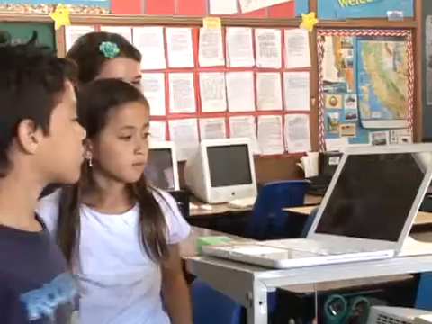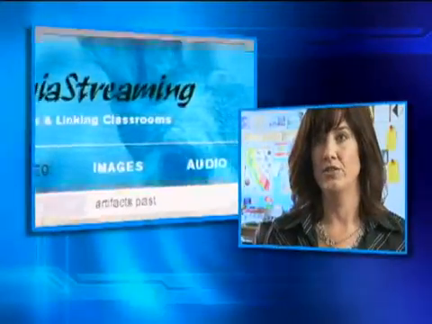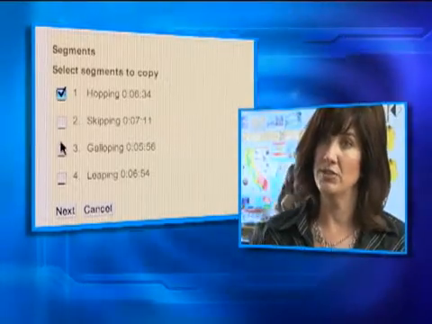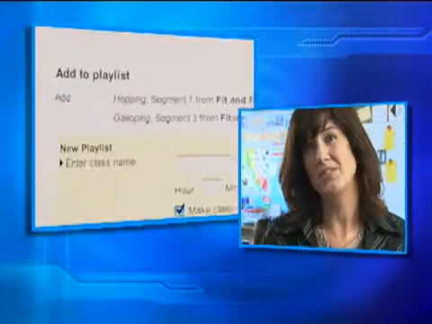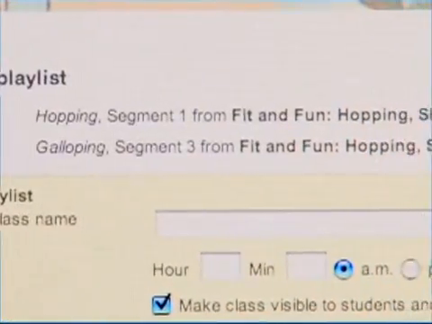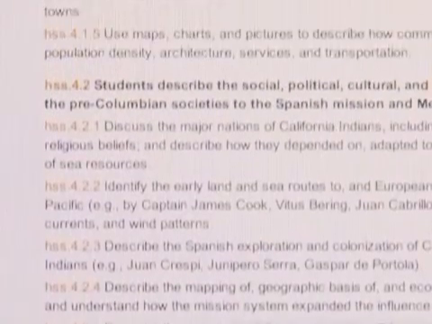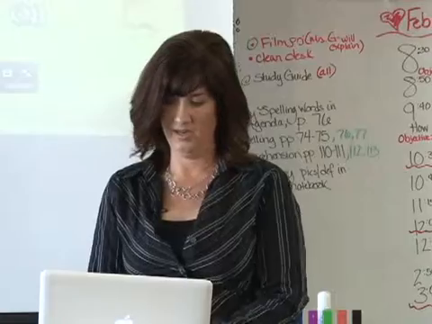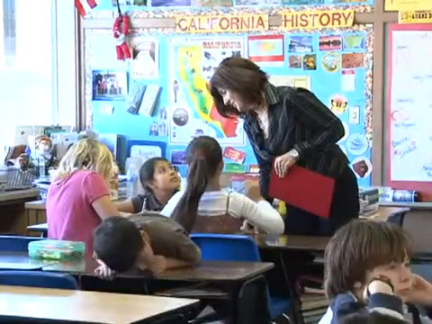We love the idea of the engagement with technology. Well, one of the things about California streaming is it does chunk out each video into clips, and there are descriptors next to the clip that allow you to see, is this going to be valuable with what I'm teaching today? Does this fit? So it's very easy to cull through the information. Learning how to use the playlist is fairly simple. You just make a class name, you put your playlist in there, and the videos are then organized by that subject or topic or class that you're teaching.